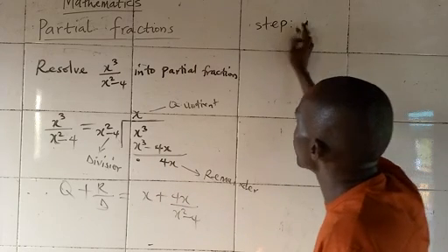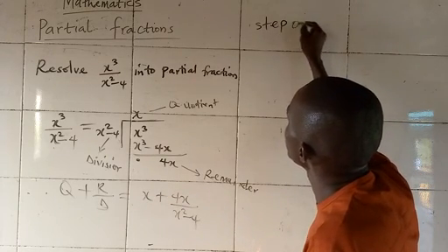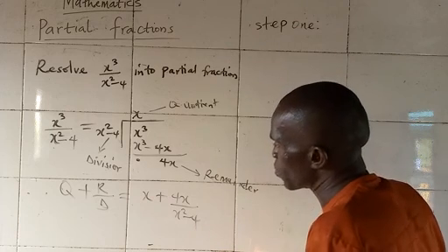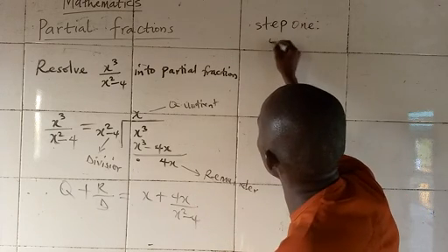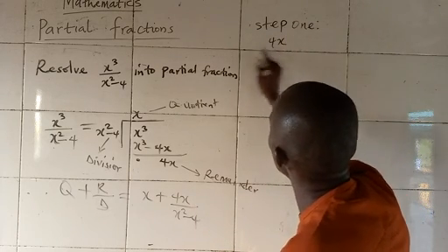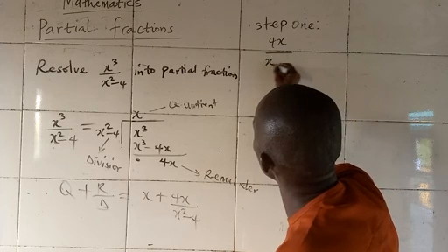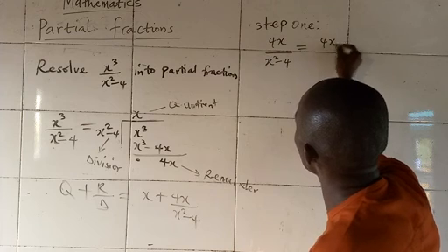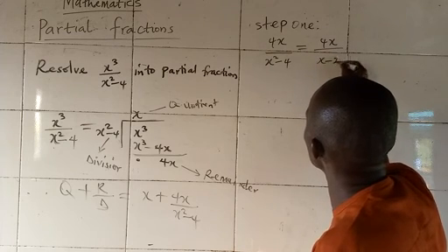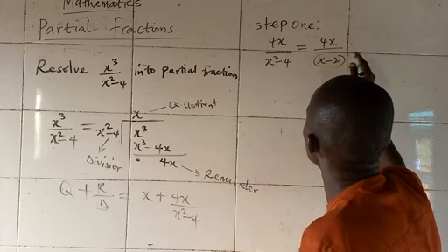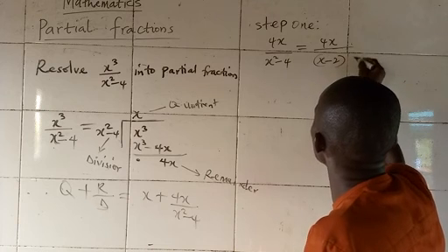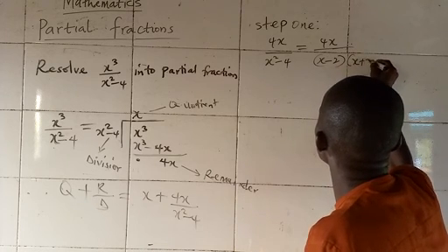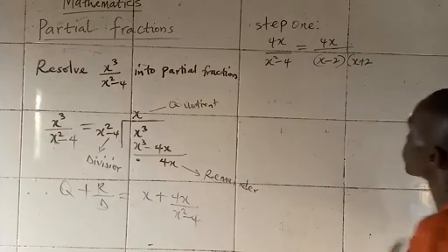I will only deal with this one. Step 1: I'm going to take 4s all over s squared minus 4. Remember I told you that this is the difference of two squares, so it becomes s minus 2 and also s plus 2.